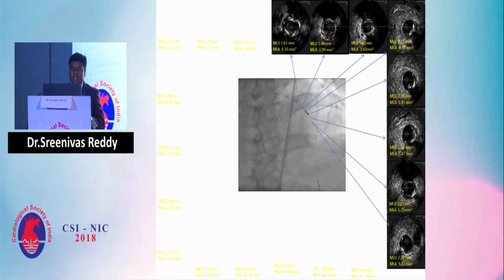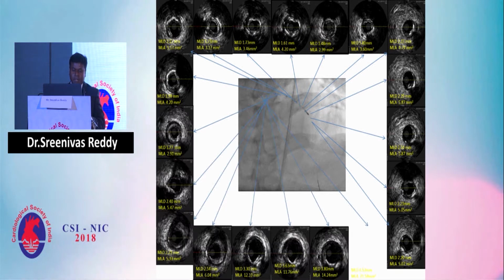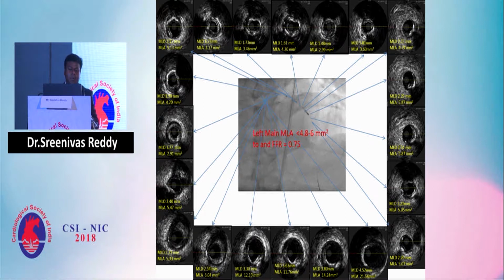Like so, in this patient, there is a calcific lesion from the mid LAD, and look at this distal left main. Although angiographically there was not much, you can see there is significant plaque burden with a luminal area of just 2.21. So left main MLA less than 4.8 to 6 will correspond to a value of 0.75. So if you have a left main value less than 4.8, for the Asians, we should consider PCI.